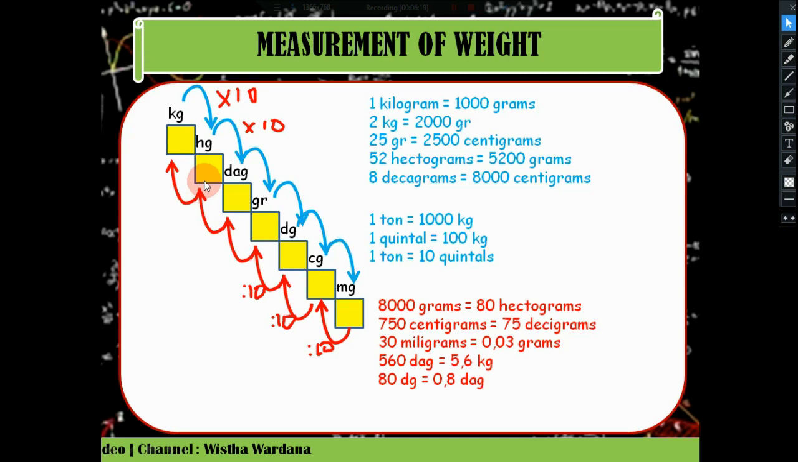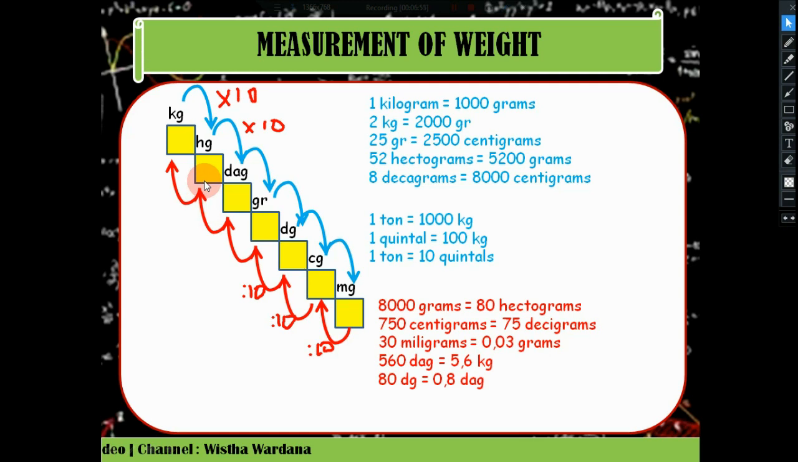If you have 30 milligram and would like to change it into gram, you have to move up 3 steps from milligram to gram. So 30 milligram equals 0.03 gram. Similar to before, if you have 560 decagram and would like to change it into kilogram, you know you have to move up 2 steps from decagram to kilogram. So the answer is 5.6 kilogram.